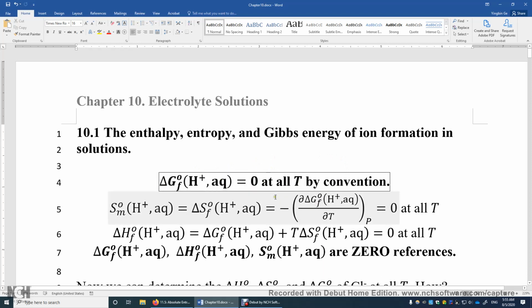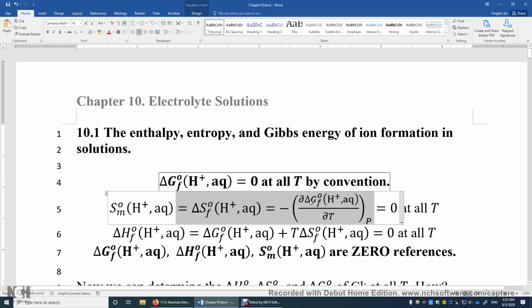We can use this information to calculate the value of entropy of the solvated protons in a standard state. This is because dG equals negative S dT plus V dP. When pressure is constant, V dP is zero, so dG is negative S dT, and the entropy is simply negative dG over dT. So we use this equation to get the entropy of formation for the solvated protons in the standard state.